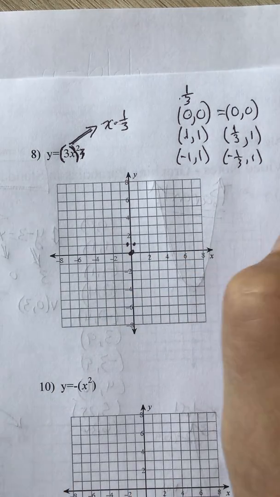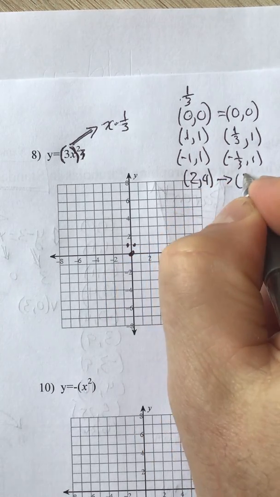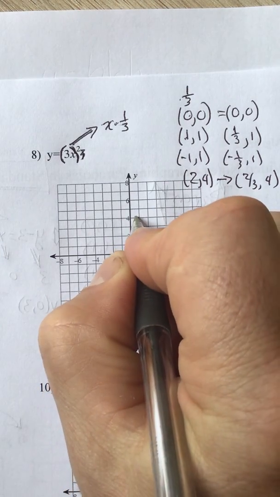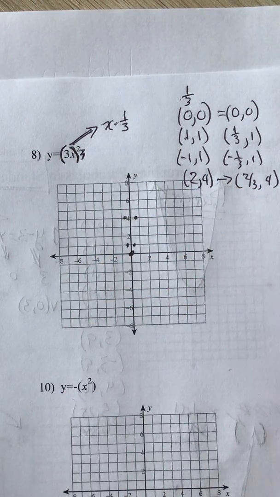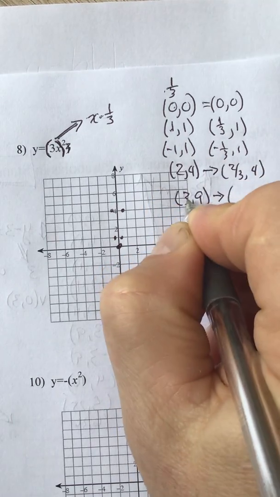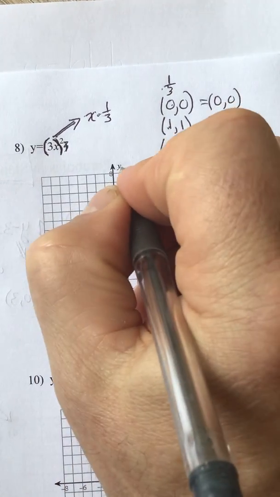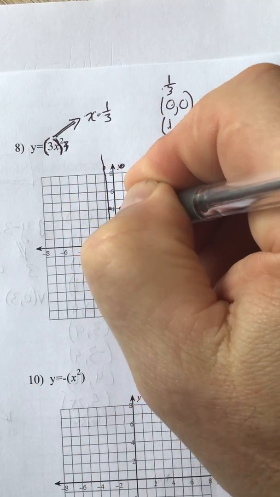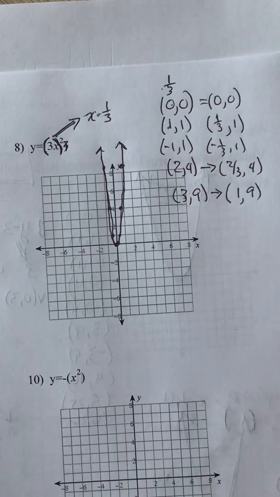Let's do the 2, 4. Okay, the x gets thirded, so that's going to make it 2/3, 4. So if I go over 2/3, 1, 2, 3, 4. If I go negative 2/3, 1, 2, 3, 4. What about the next one? 3, 9. But the x value gets thirded, so 3 times a third is 1. So 1, 9. Over 1 up 9. Over 1 up 9. And there's that parabola. It looks like it got really skinny. In fact, it got 1/3 as wide. That's what that inverse was saying.